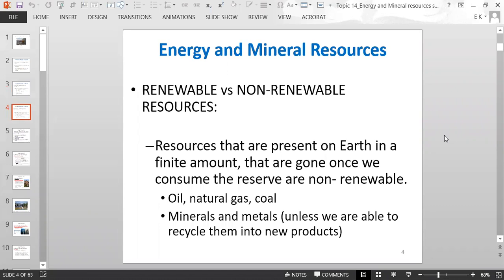Resources that are present on Earth in a finite amount that are gone once we consume the reserve are considered to be non-renewable. So we have oil, natural gas, coal, minerals, and metals. Now we are able to recycle some metals and other materials, but they are still considered to be non-renewable.